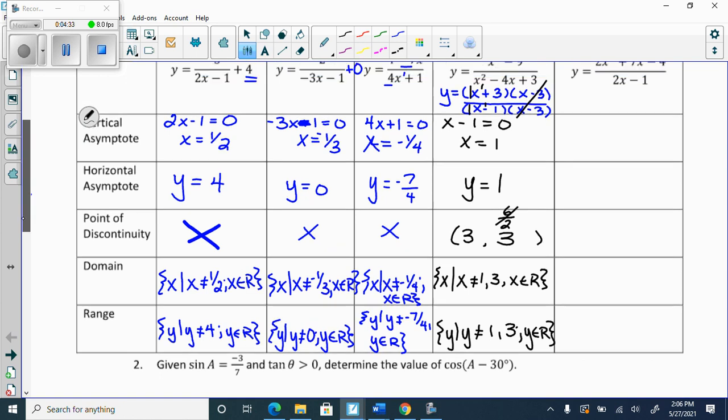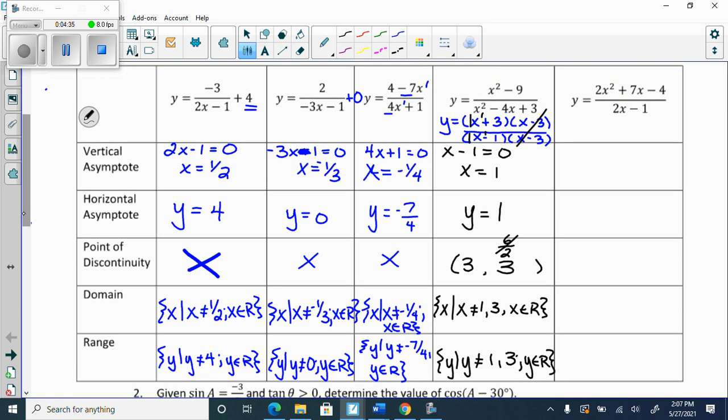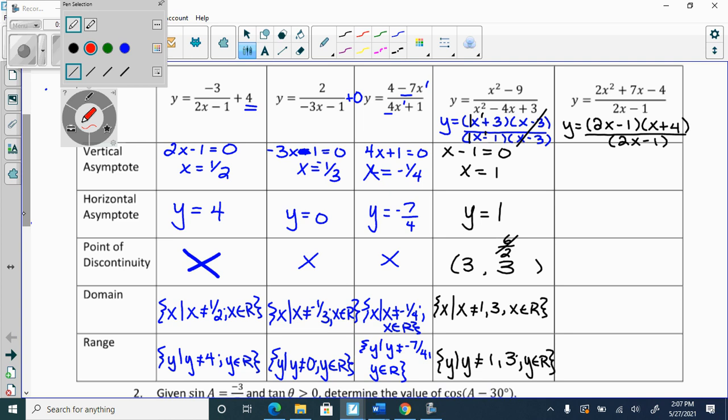The last one, when I factor it, what do I get on the top? Did anyone factor it out? 2x, 2x minus 1, 2x minus 1, x plus 4. There we go. So the 2x minus 1's cancel. The moment that they cancel, you have a point of discontinuity at that solved. So at a half, right?